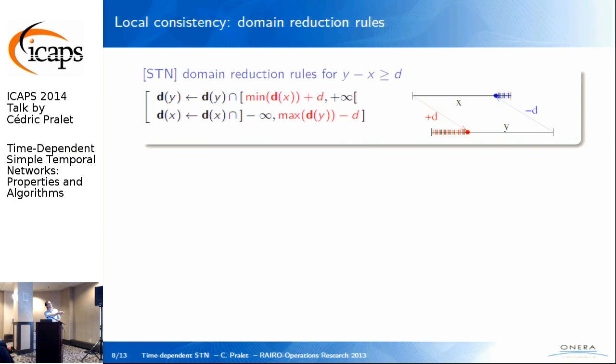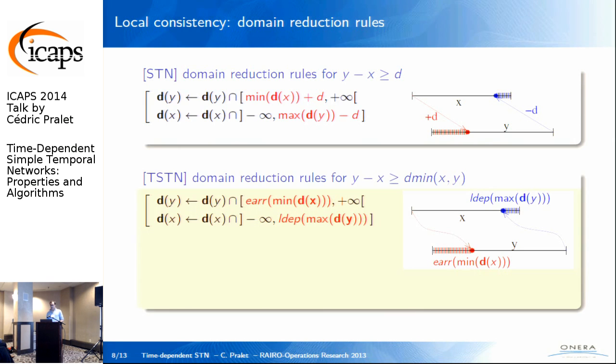And these domain reduction rules are illustrated here on the figure on the right. In TSTN, we can generalize these rules by saying that if we have a constraint y minus x greater than the minimum distance function between x and y, as in STN, the minimum value of x may influence the minimum value of y, and the maximum value of y may influence the maximum value of x. And for these rules, instead of using these equations, we use, for the first rule, what is called the earliest arrival function.